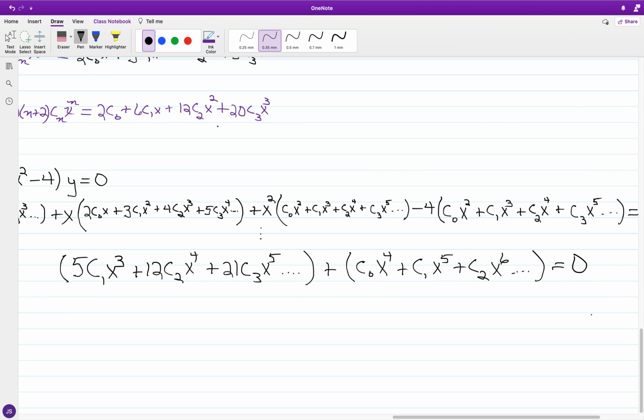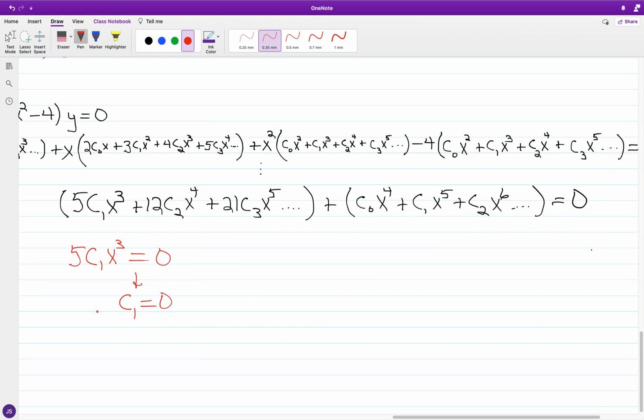So your odd subscripted value constants are going to be negligible, since there's no other x cubed term to be mapped with 5c of 1 x cubed, so c of 1 is going to be equal to 0, and that's just going to carry over to the others. So we'll have c of 1, c of 3, c of 5. And the constants that are non-negligible can be the even subscripted terms.